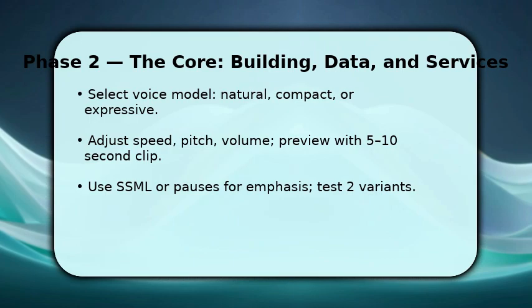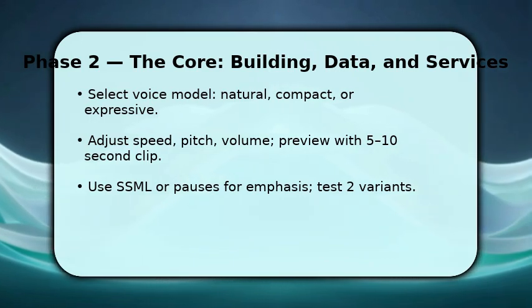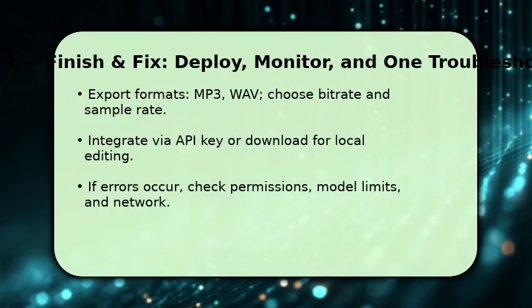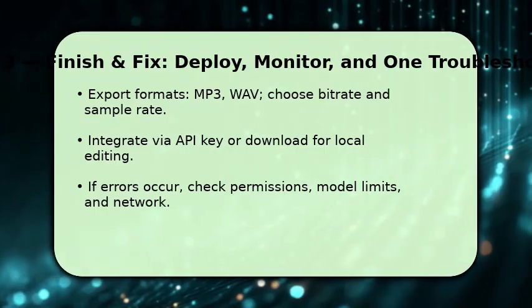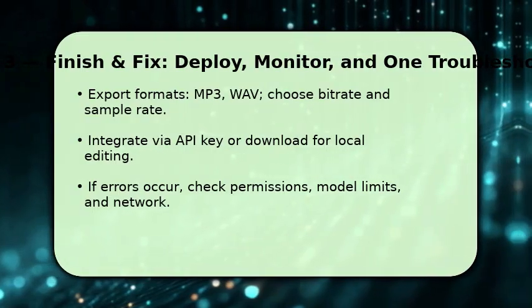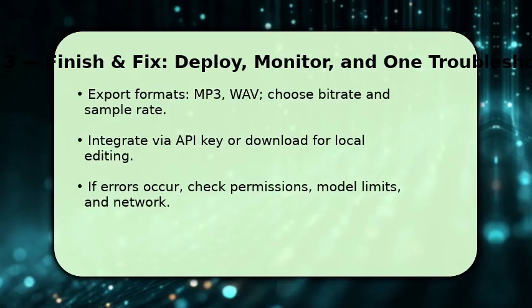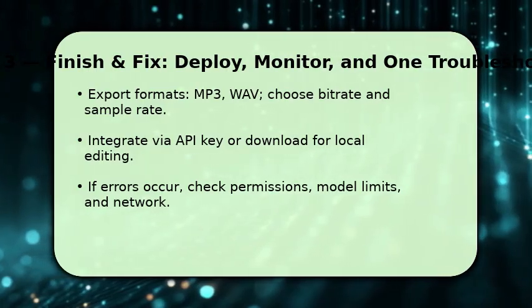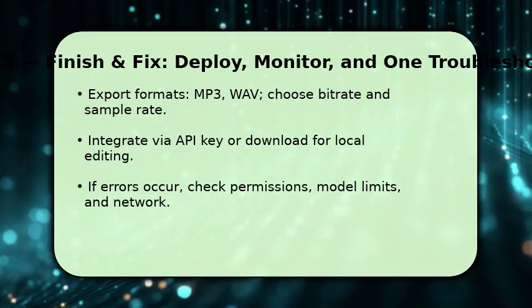Finish by exporting and integrating. Choose MP3 or WAV and set bitrate and sample rate based on your delivery channel. Higher sample rates for broadcast, lower for web. Then either download the audio for local editing or integrate programmatically using the provided API key and endpoint.